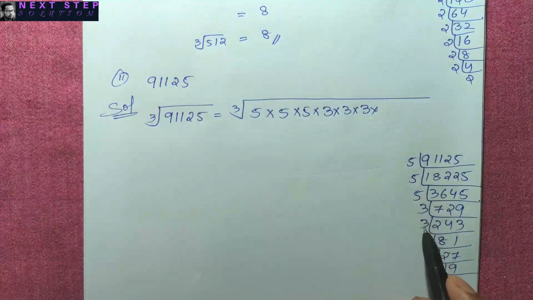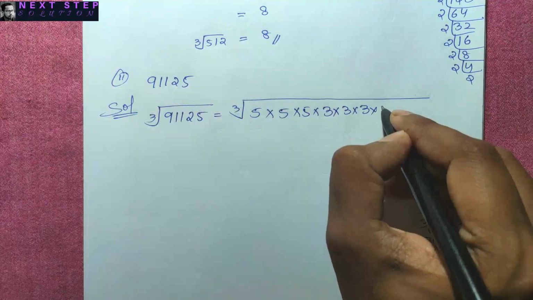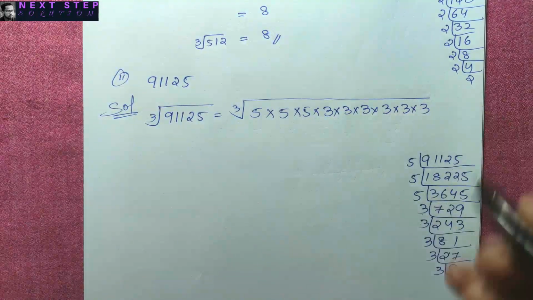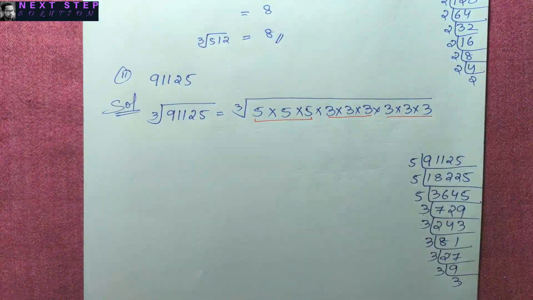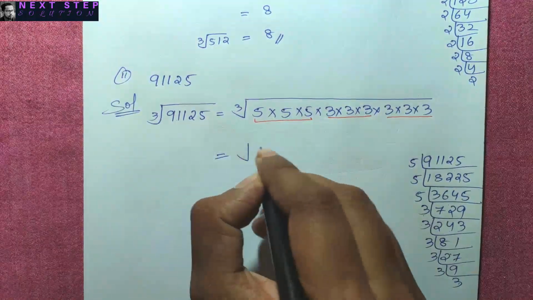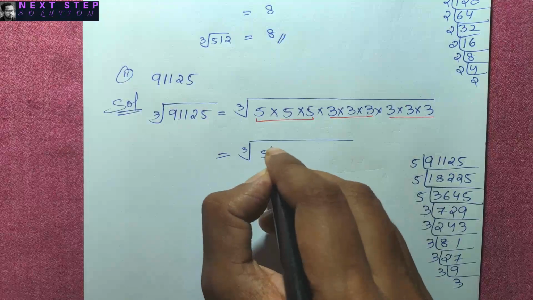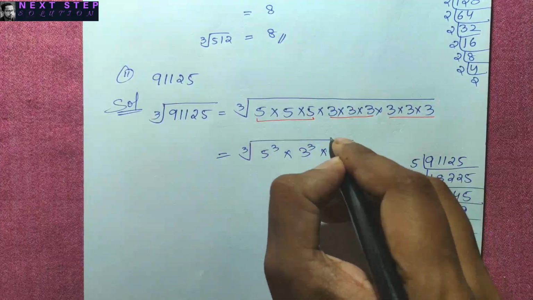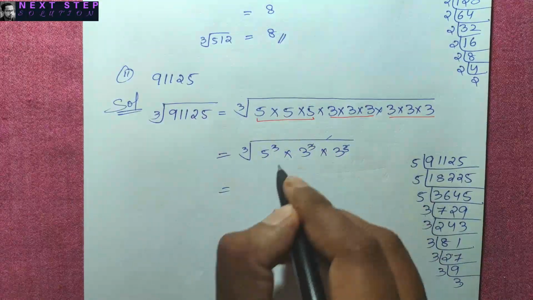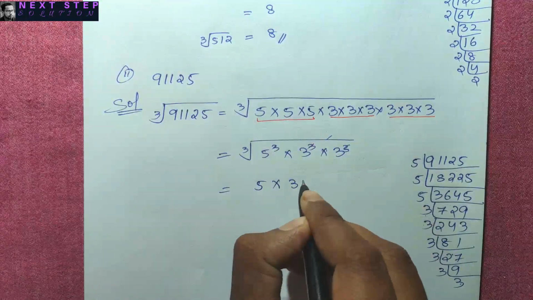How many 3s do we have? 1, 2, 3, 4, 5, 6. Now we make them triplets. This can be written as cube root of 5 cube, 3 cube and 3 cube. Cube and cube root will be cancelled. We have 5 into 3 into 3.